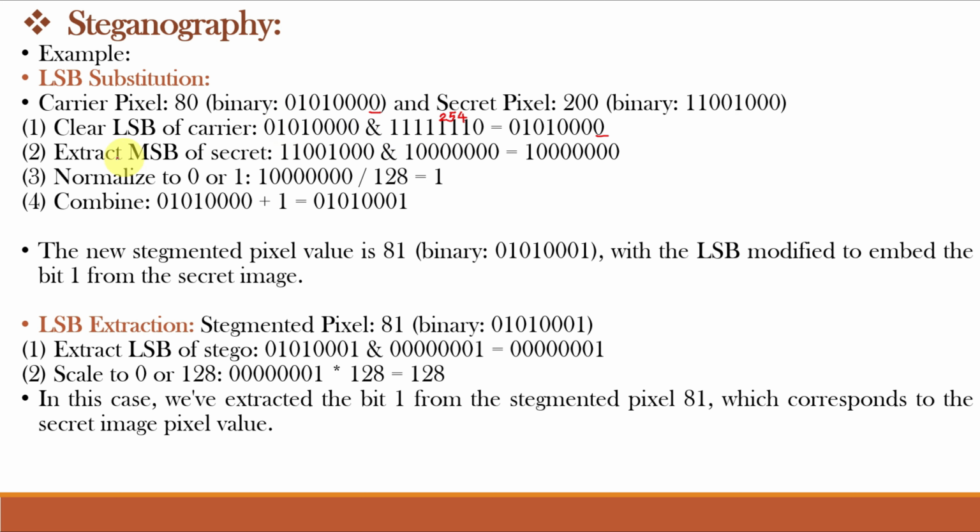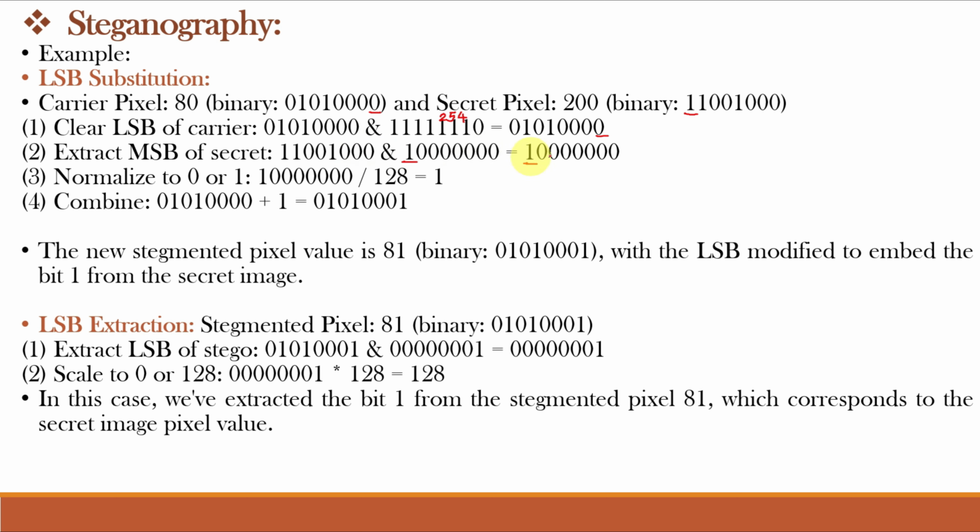In the next step, we want to extract the MSB of the secret image. So we want to extract this 1. To extract it, we will perform an AND operation with 128, which has the MSB as 1. When we perform the AND operation, it will keep this 1 as it is and make all the other bits 0. In this way, we extract the MSB.